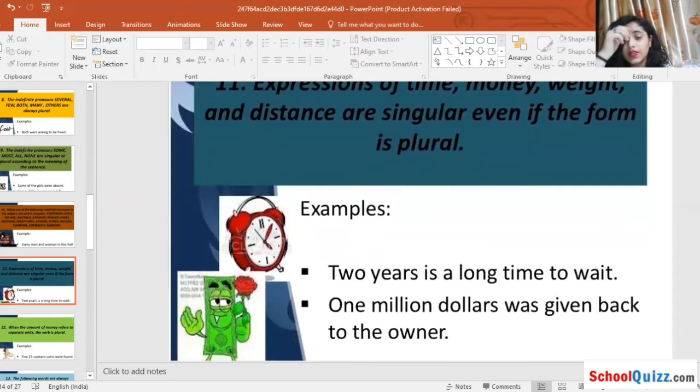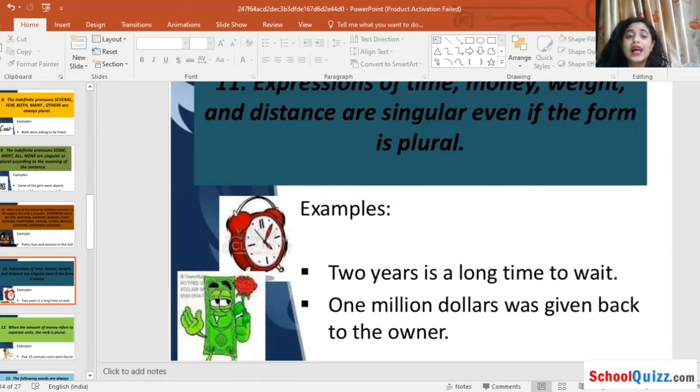Example: 2 years is a long time to wait. $1 million was given back to the owner. So these are some examples that whether time, money, or distance is given, they are singular even if the form is plural. Means if the form is plural, still it will be a singular concord. Why? Because these are related to time. We know the time is singular, money is singular, although the value of money is plural, but money as a term is singular.